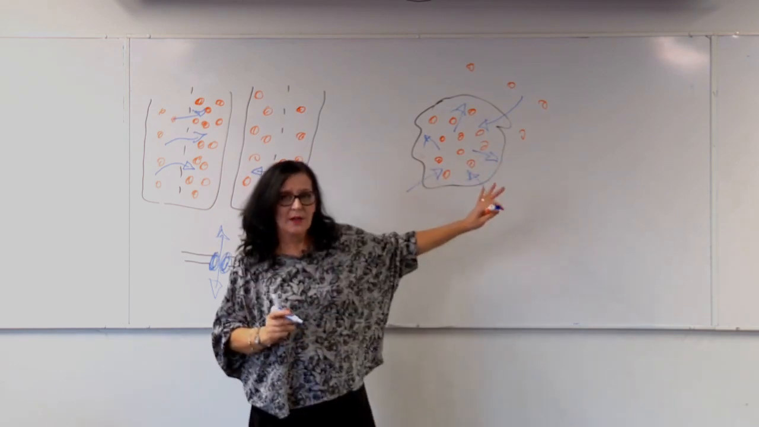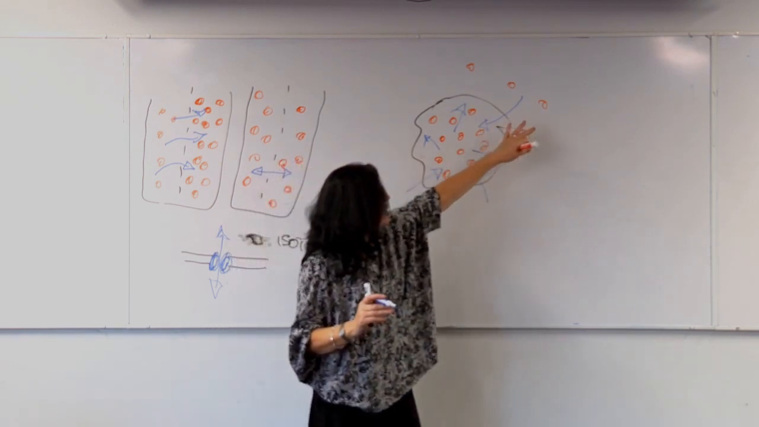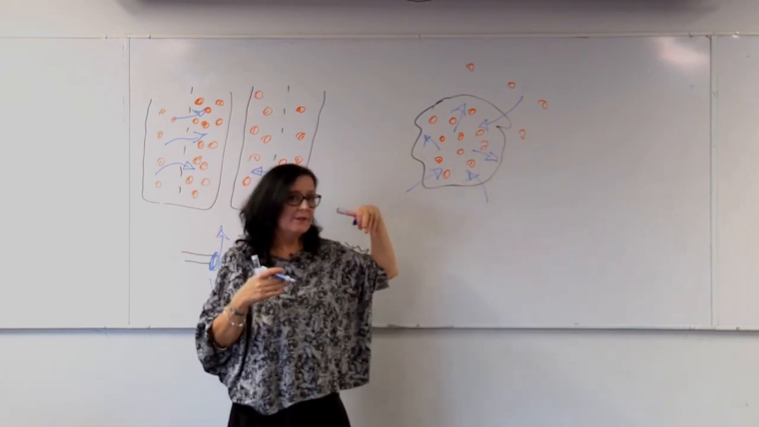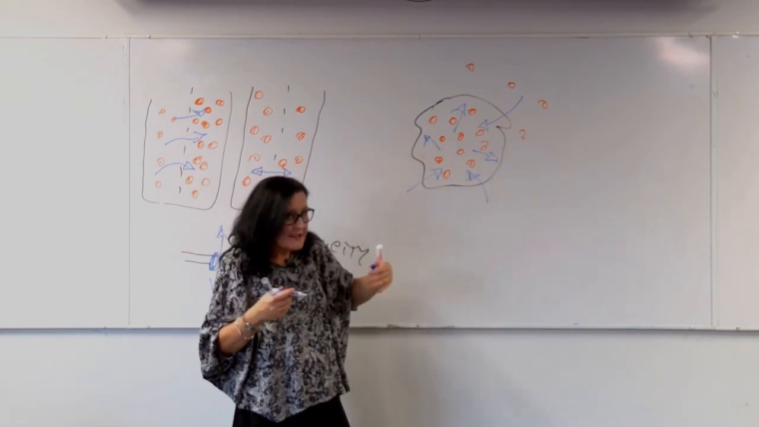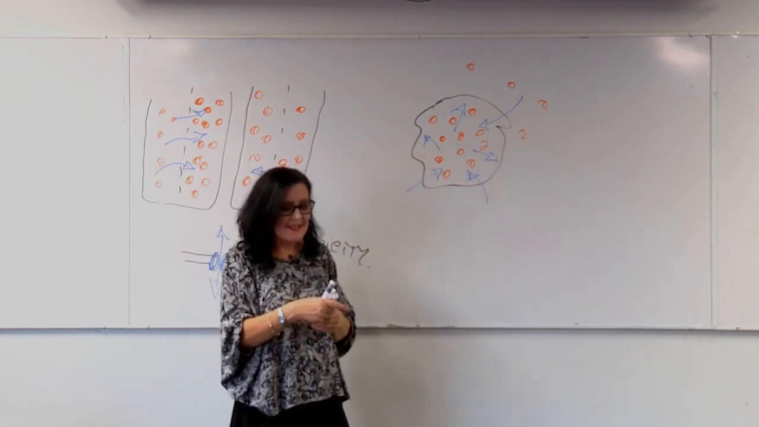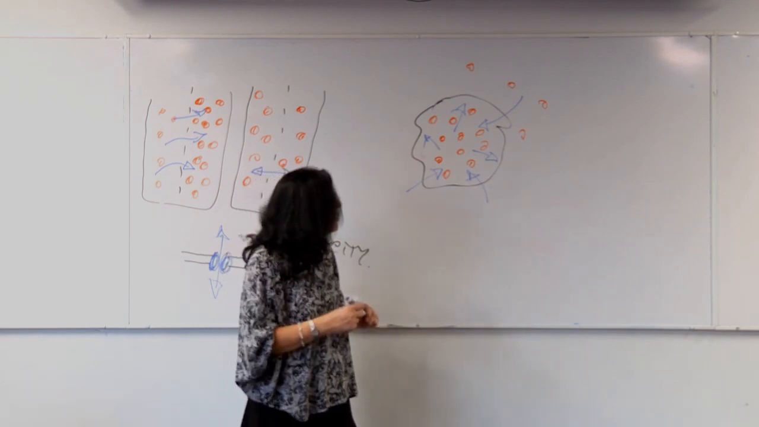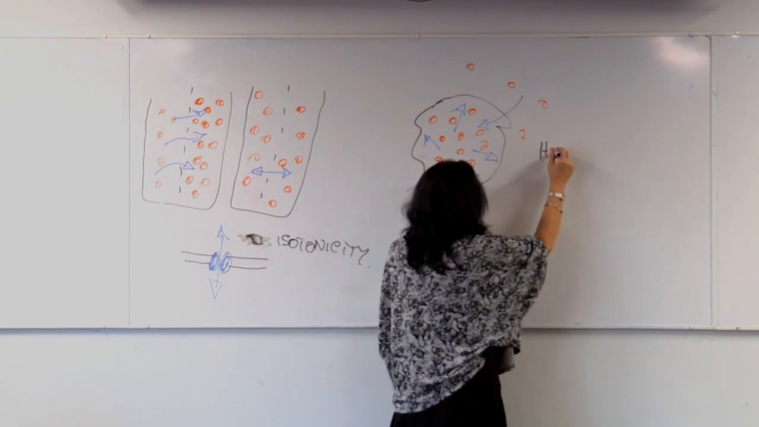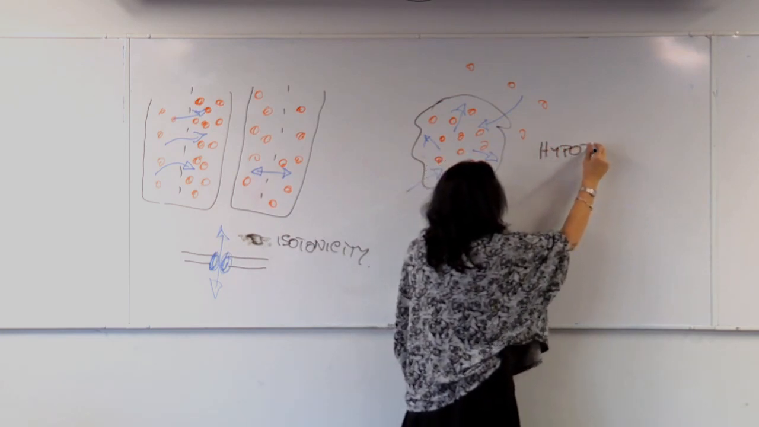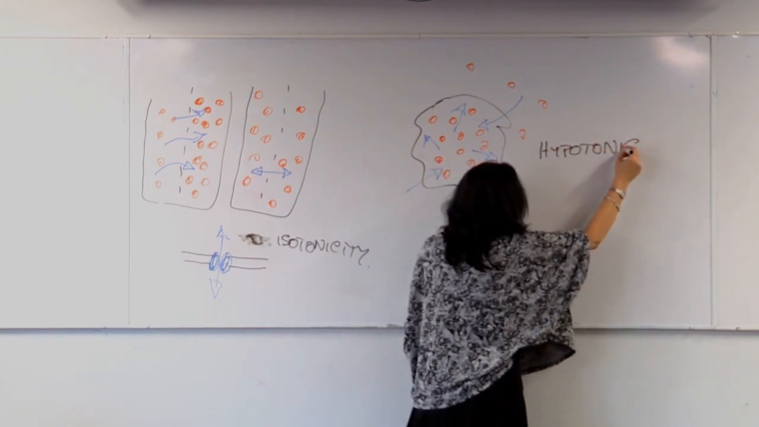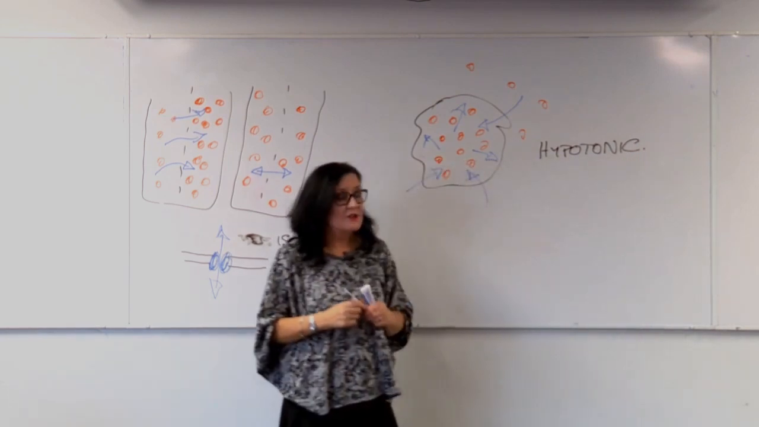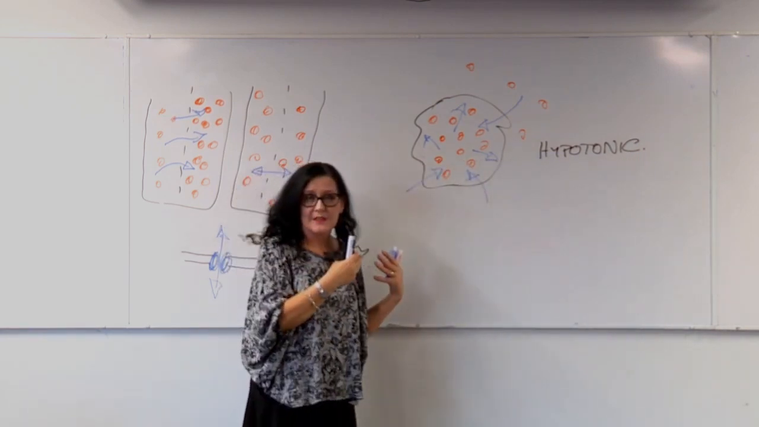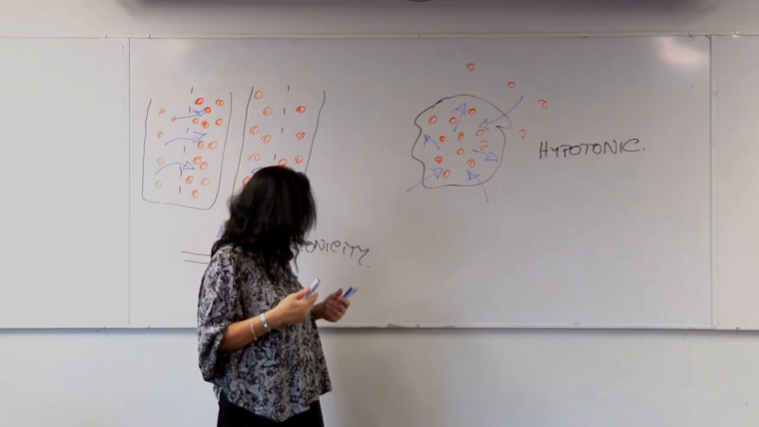This situation where we have the extracellular compartment with low osmolarity, if you like, or low tonicity, is called hypotonic. In other words, it's low in the extracellular compartment. Water moves into the cell, cells swell.